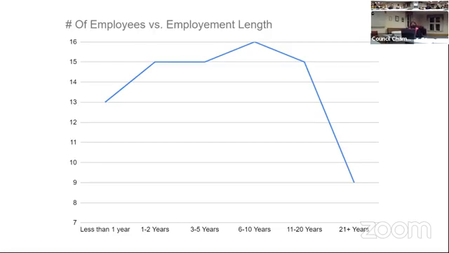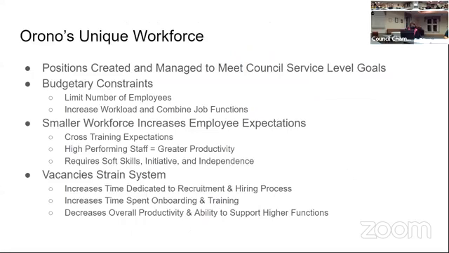What is unusual for Orono is when you look at less than a year at 13 people. That is extremely high turnover for our organization. So let's talk about our organization.